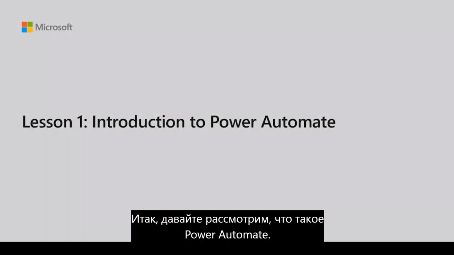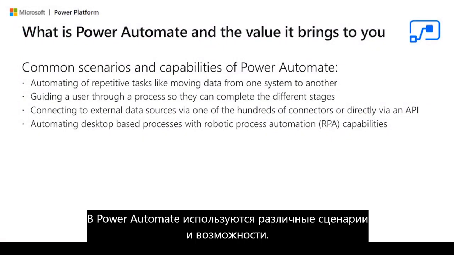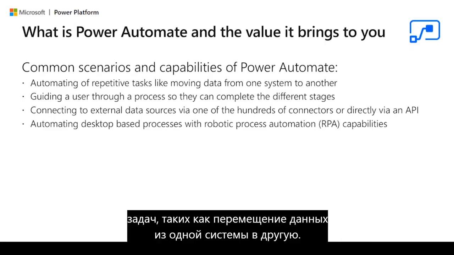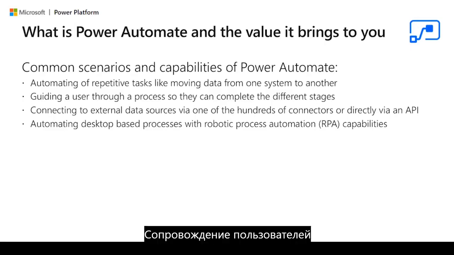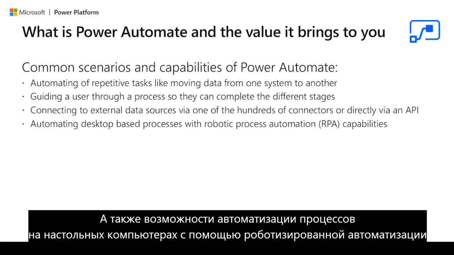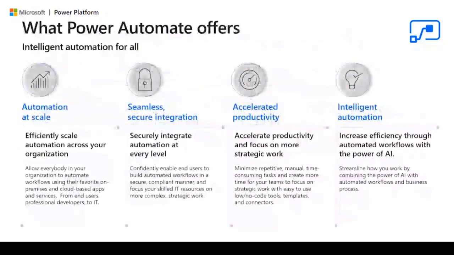So let's get an overview of what is Power Automate, using different scenarios and capabilities of Power Automate. So like automating repetitive tasks like moving data from one system to another, guiding a user through a process so they can complete the different stages, connecting to external data sources via one of the hundreds of connectors or directly via an API, and automating desktop-based processes with robotic process automation or RPA capabilities.